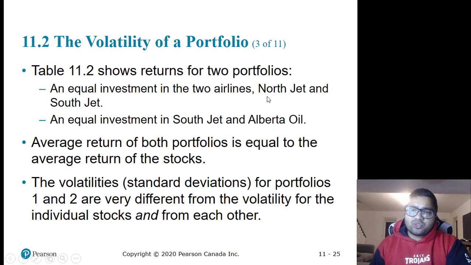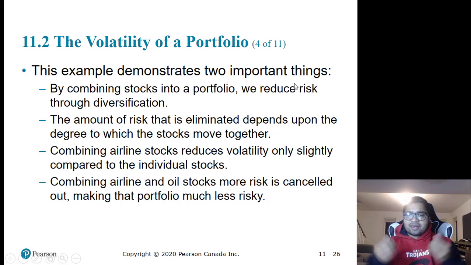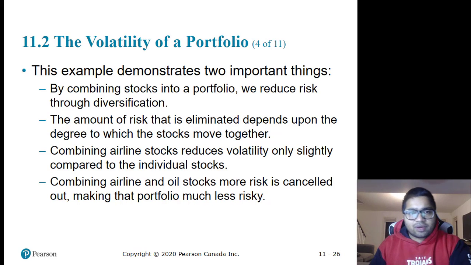And equal investments in 2 airlines, NorthJet and SouthJet. So we are creating 2 portfolios: equal investment in 2 airlines, or equal investment in 1 airline and 1 oil company. The average return of both portfolios is equal to the average return of the stocks. The volatility of these portfolios is very different from the volatility of individual stocks. This example demonstrates that if you combine stocks that have lower correlation, they do not move together, they are different, then the risk goes down further. So risk is directly impacted by correlations.